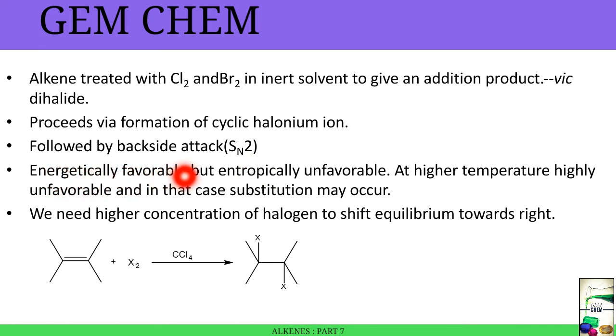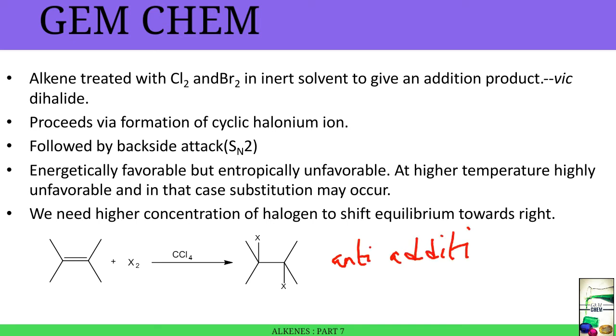Halogenation is an energetically favorable but entropically unfavorable process, and at higher temperature it is highly unfavorable, and in that case substitution is preferred over addition. We need a higher concentration of halogens to shift the equilibrium towards the right side. See this one, a double bond is present, and on addition of X2, that is a halogen, whether it is Cl2 or Br2, we get a product, and we see that the two X are present in two opposite directions. So from here we can see that it is an anti-addition, right?